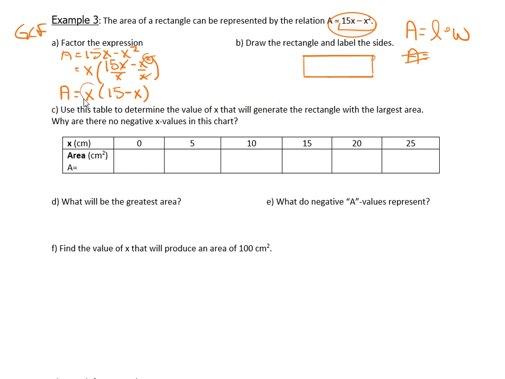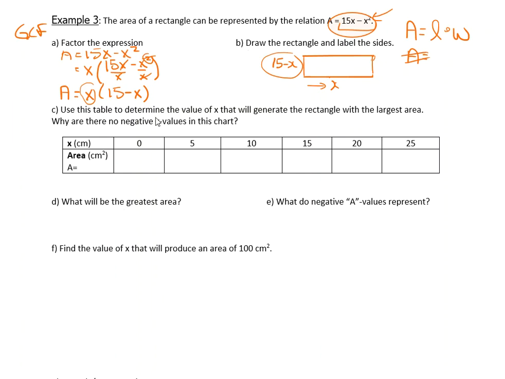So this x would be my length or my width, it doesn't matter which one. I could call this x my length, and my width is 15 minus x, or I could reverse their positions, it doesn't matter. So that is the length and the width, because if I take 15 minus x and I multiply it by x, I will get the original question back. So that is a representation of the area using the dimensions given in the question.